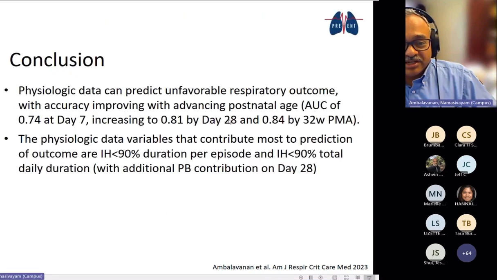So physiologic data can predict unfavorable outcome, with accuracy improving with advancing postnatal age. The physiologic data variables that contribute most to prediction are intermittent hypoxemia less than 90, duration per episode, and total daily duration. So it's not so much apnea and bradycardia, it's the desaturation which is important.